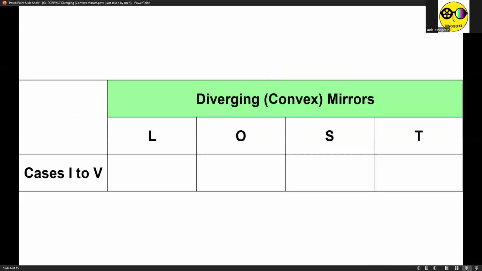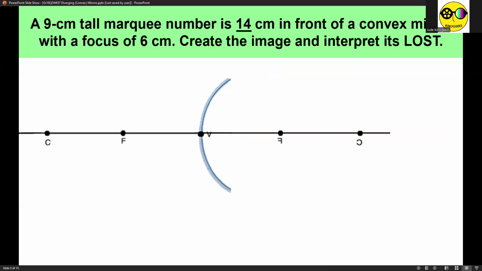All right. So I also asked you to tabulate or to craft the table for the interpretations of images formed by diverging or convex mirrors. So on our first sample problem, we have a 9 centimeter tall marker, which is 14 centimeters in front of a convex mirror with the focus of 6 centimeters. Locate the image and interpret its LOST.